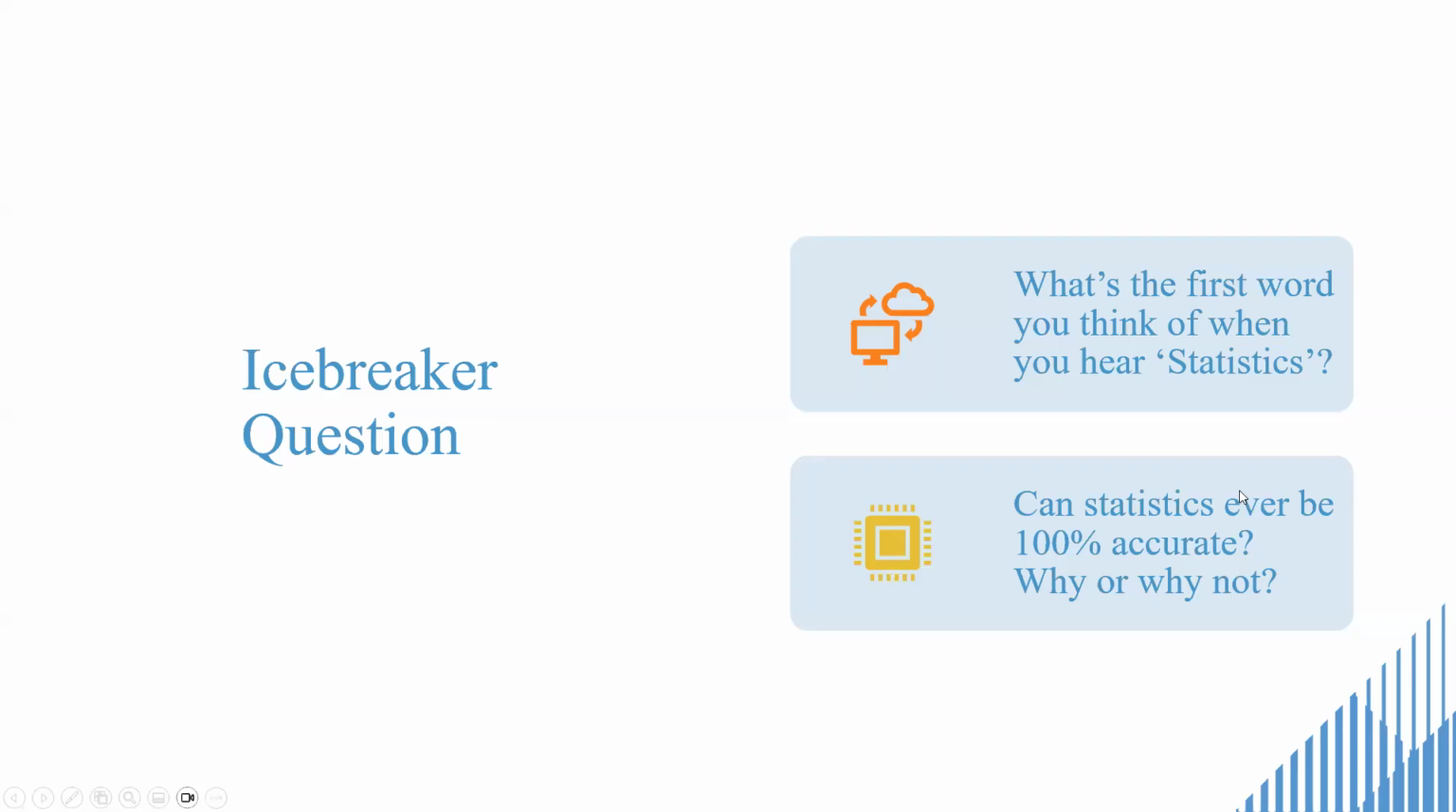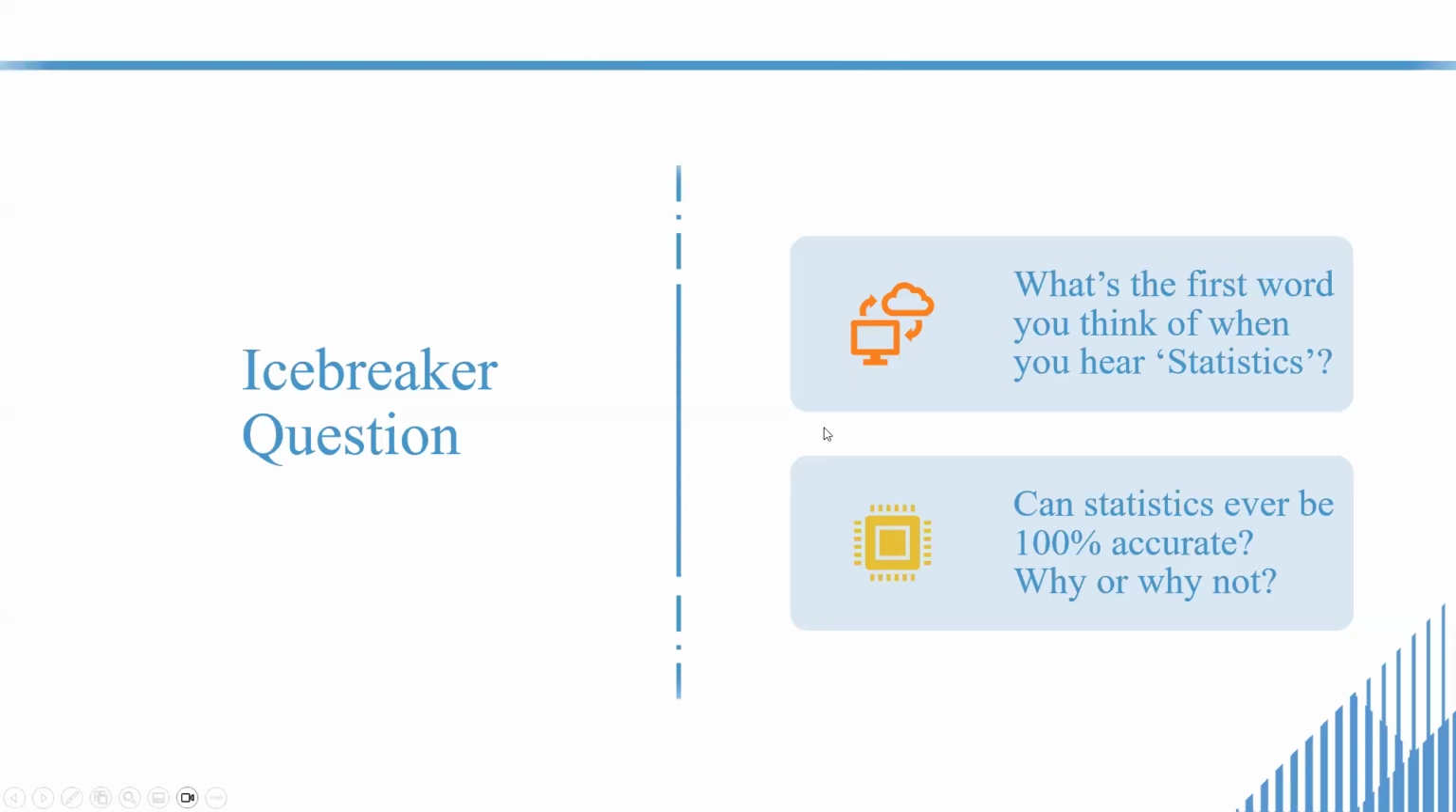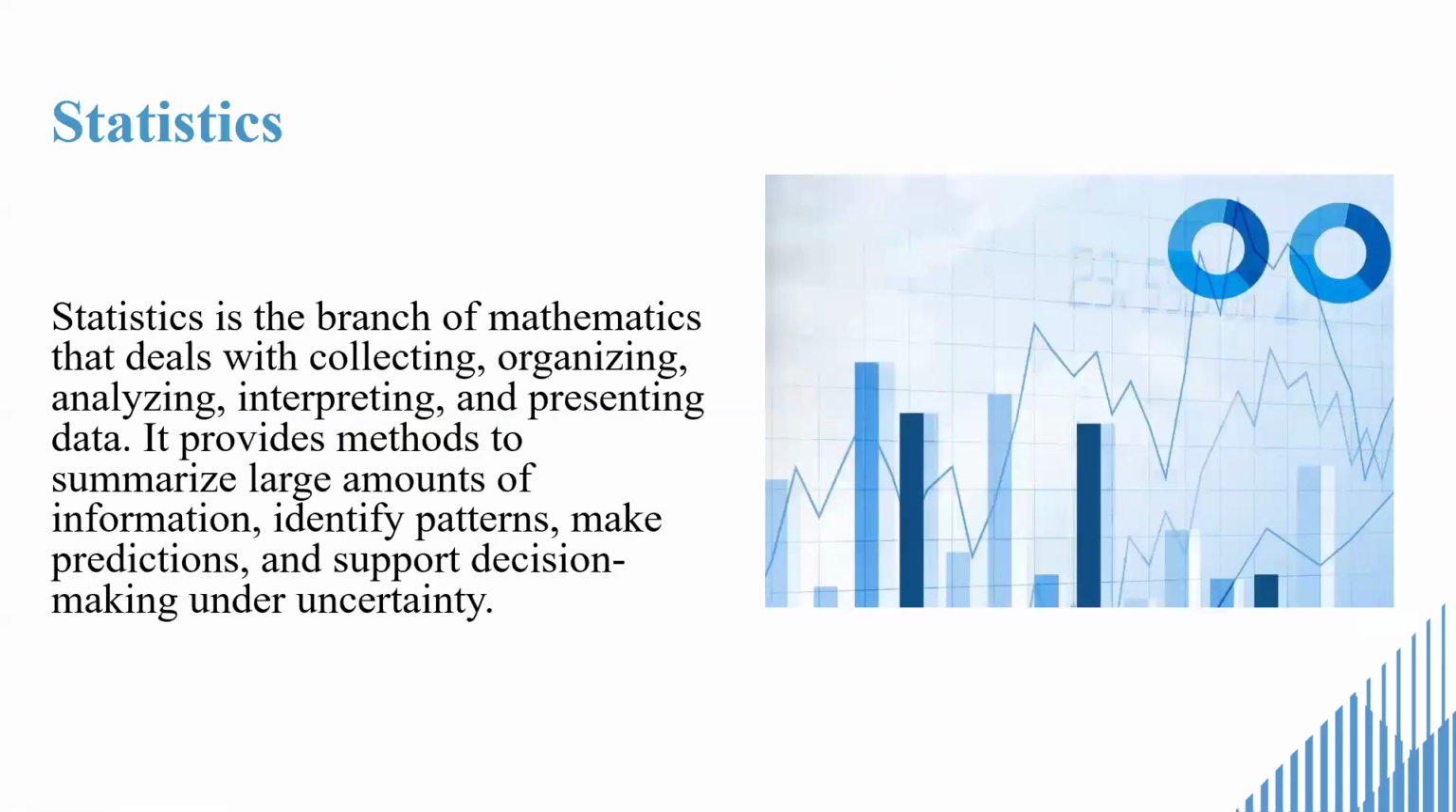So let's see, can statistics ever be 100% accurate? Let's see how it works. Statistics is the branch of mathematics that deals with collecting, organizing, analyzing, interpreting, and presenting data. These are all the works done by statistics. It provides methods to summarize large amounts of information, identify patterns, make predictions, and support decision making under uncertainty.